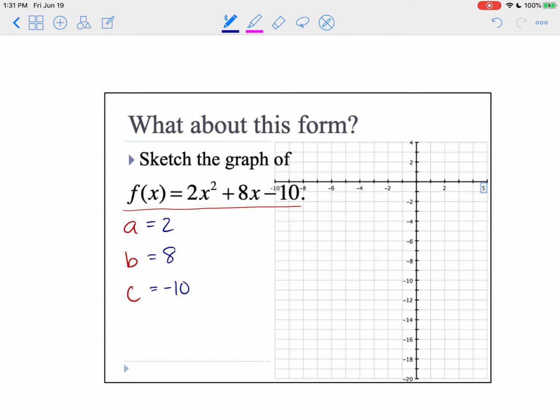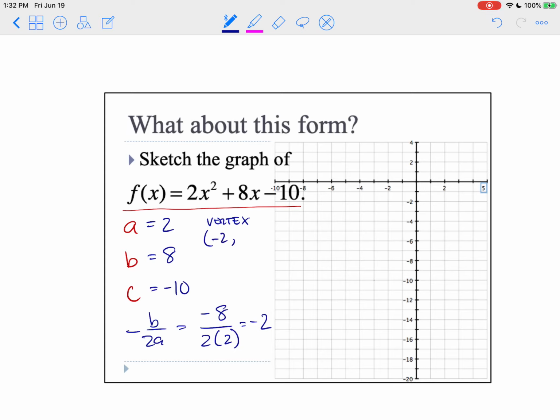And I'm most interested in the vertex. The x-coordinate of the vertex can be found by doing -b over 2a, which in this case is -8 over 2 times 2. And so 2 times 2 is 4, and -8 divided by 4 is -2. So the x-coordinate of the vertex is -2.